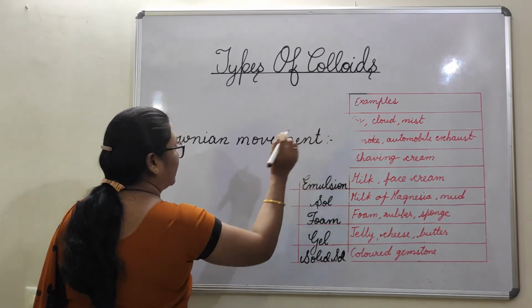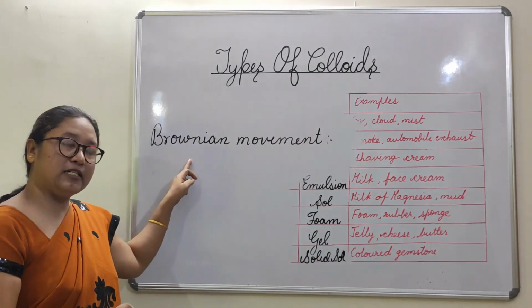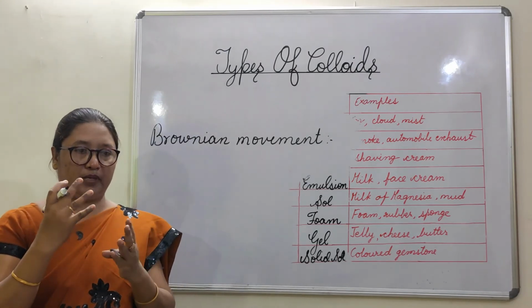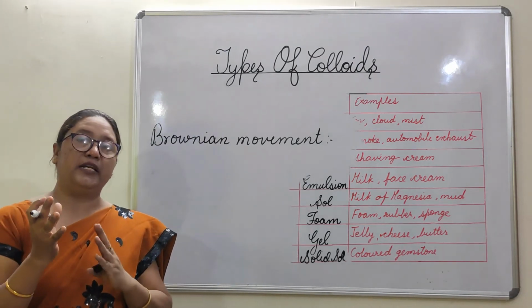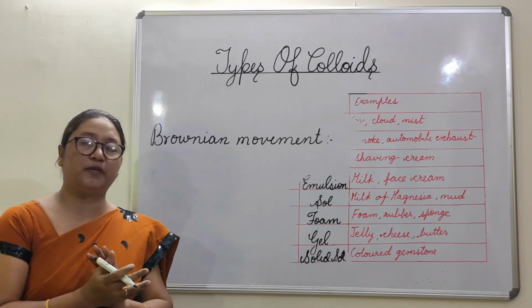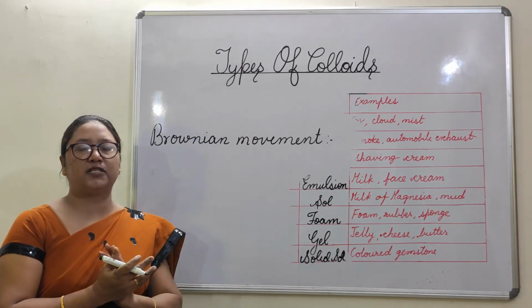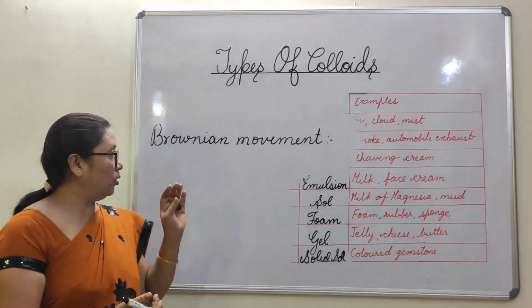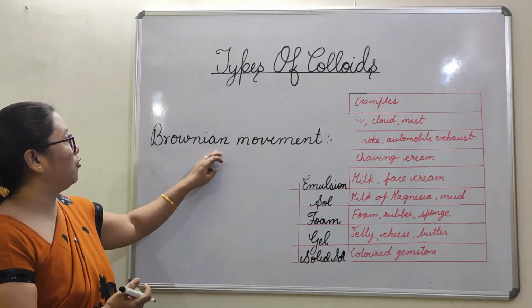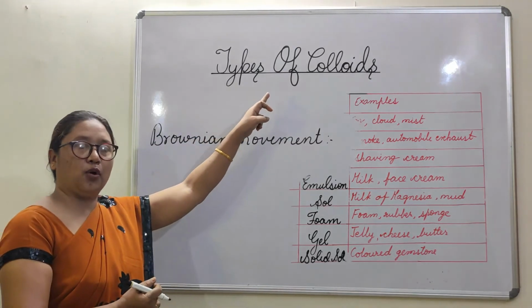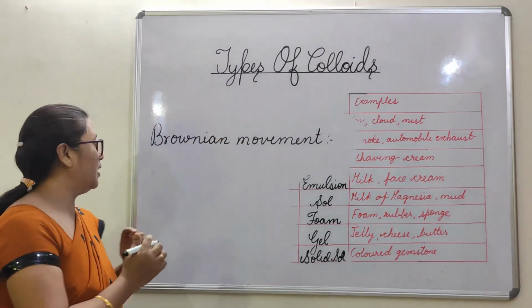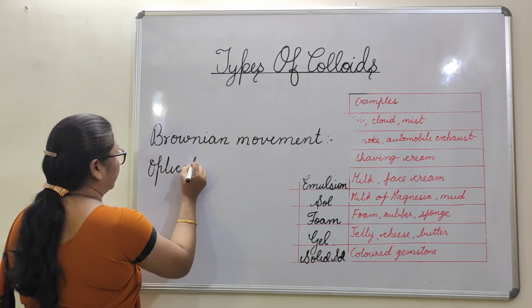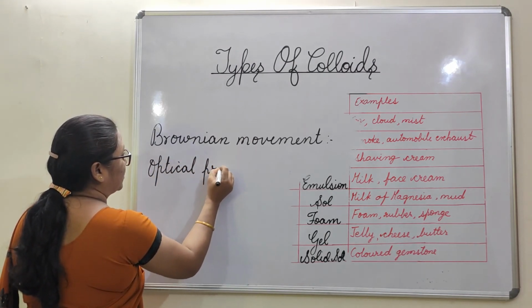In this, what happens? The colloidal particles are hit by the molecules in the dispersion medium from all directions and with different forces. So this Brownian movement is seen in colloidal solution. Now the next property is optical property. What is optical property?